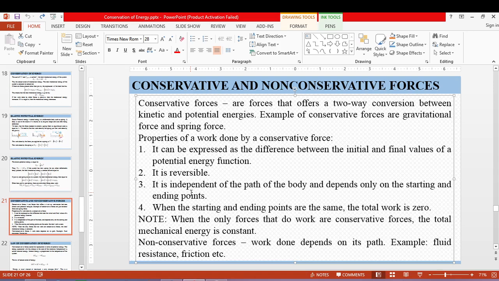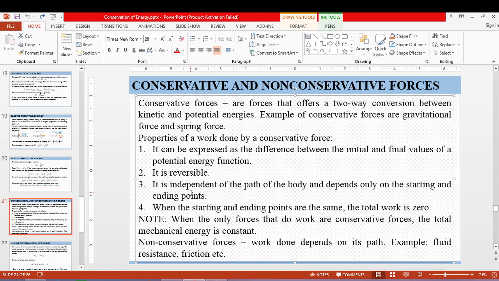And remember that if only the conservative forces are present or do work on the system, then the total mechanical energy is constant and conserved. That's the example of conservative forces. But what is the difference between conservative and non-conservative forces?